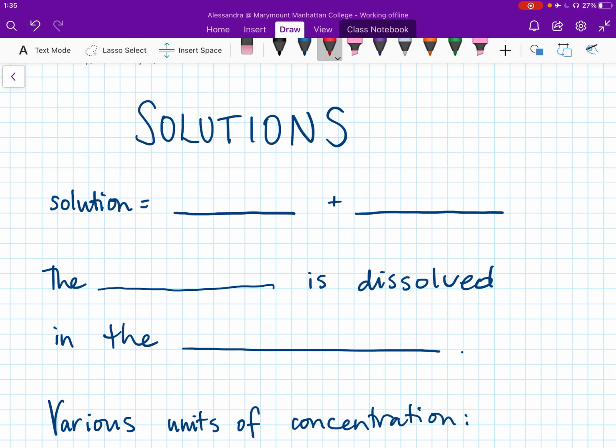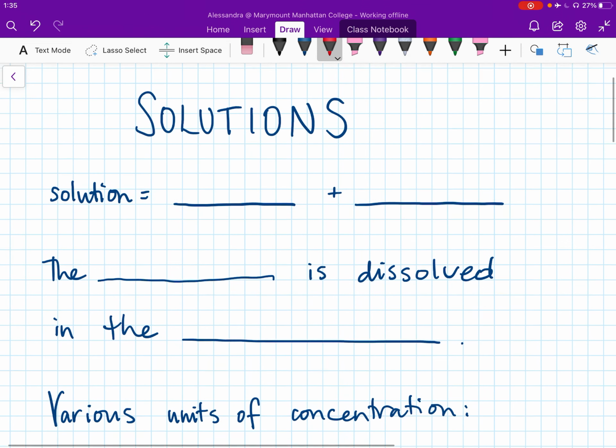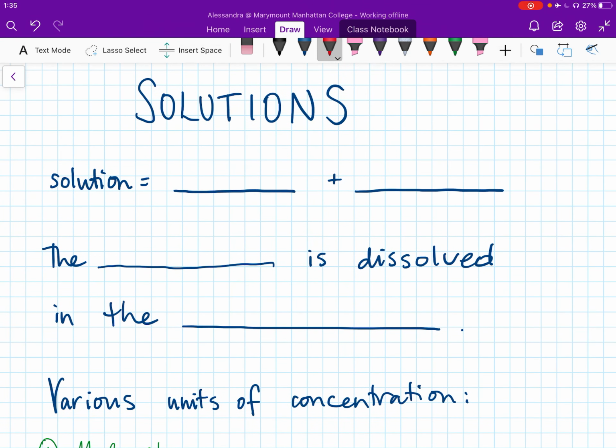In this lecture, we are going to talk about the composition of solutions. So first, let's review what a solution is. A solution consists of two parts, a solute plus a solvent. Now, to define what each of these words is, let's fill in the blanks. The blank is dissolved in the blank. So the solute is what is dissolved in the solvent.